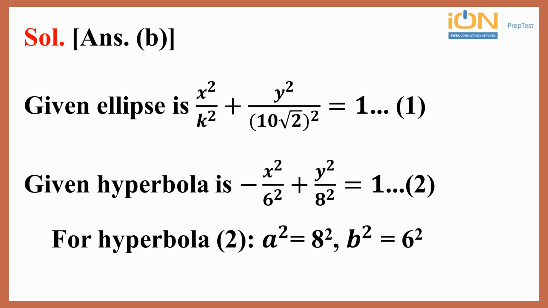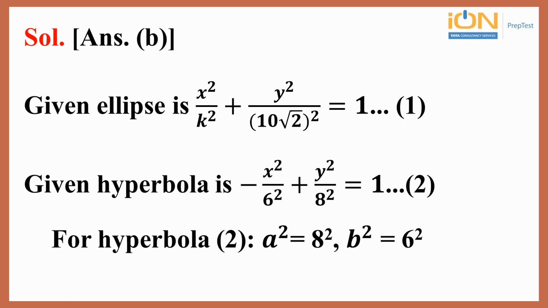That 200 we can write as (10√2)², and that equals 1. So it's in the standard form x²/a² + y²/b² = 1. The placement of the foci will depend on whether k² is greater than 200 or less than 200. So we shall now look at the given information about the hyperbola.